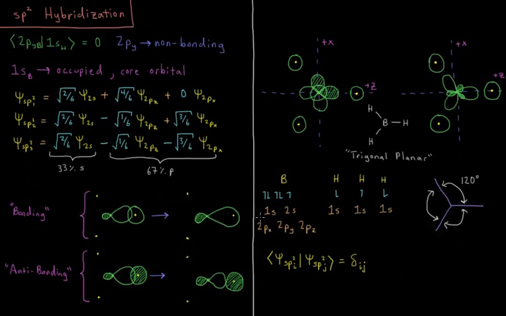So this is sp2 hybridization. That's appropriate whenever you have a central atom with 3 external ligands, combining 2 of our p orbitals and 1 of our s orbitals in a planar way to get net bonding in a trigonal planar type geometry.